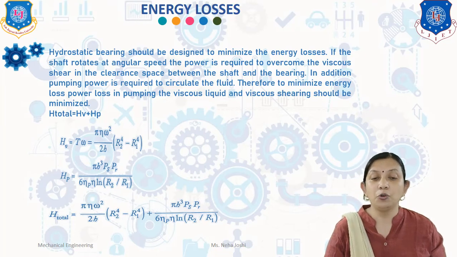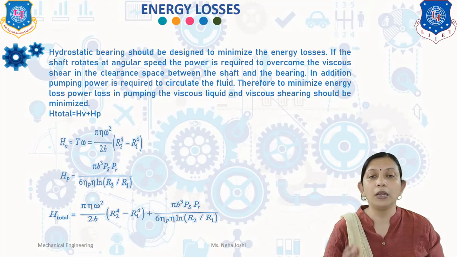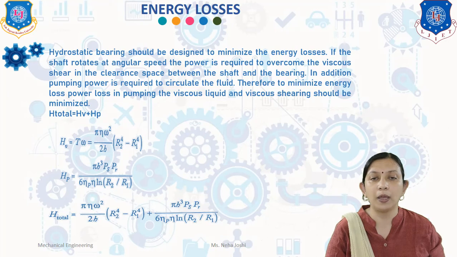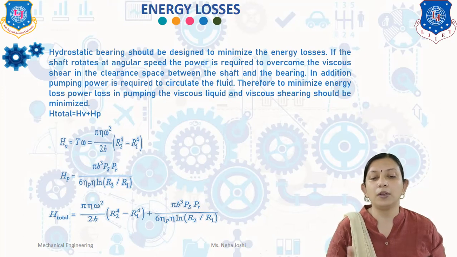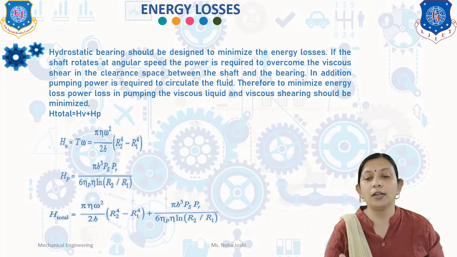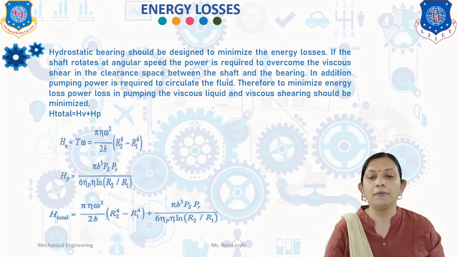So H total is given by the equation Hv + Hp, where Hv = Tω = πηω²/(2h) (R2⁴ - R1⁴), and Hp = πh³ Ps Pr/(6ηp) ... ln(R2/R1). So we get the total equation: H total = πηω²/(2h) (R2⁴ - R1⁴) + πh³ Ps Pr/(6η p) ln(R2/R1).